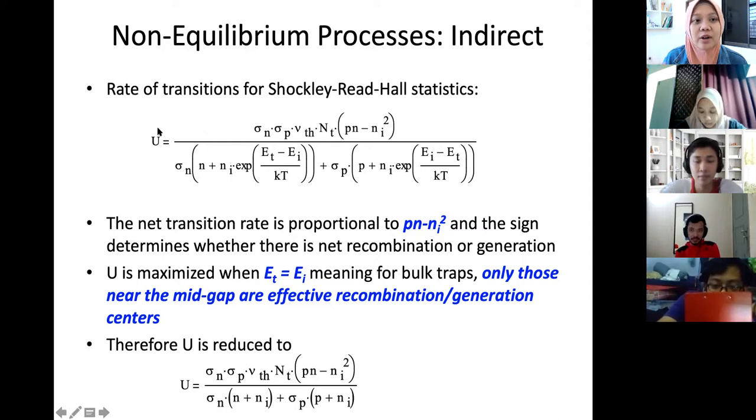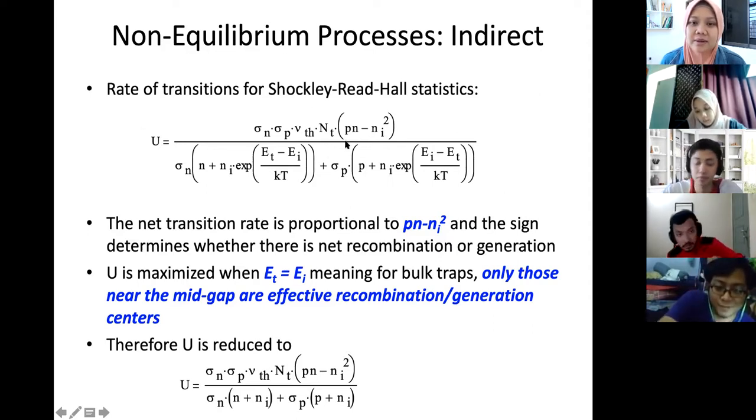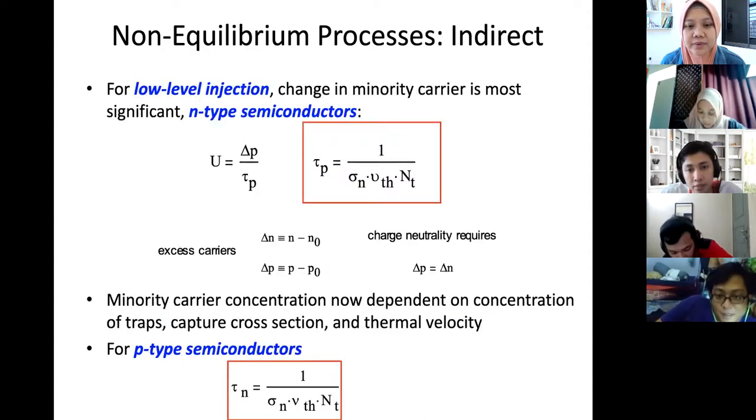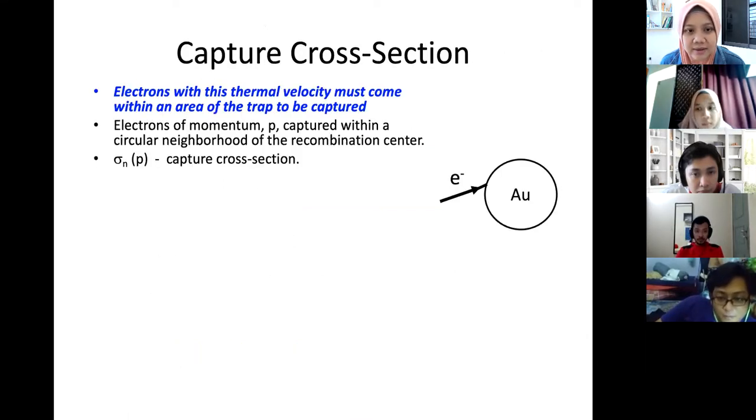Maknanya nak boleh tahu rate of this generation and recombination process. So dia bergantung banyak elemen, the concentration of the p and n, the intrinsic carrier concentration, and sigma here is the carrier capture cross section. Apa benda tu? Okay, kat mana ada benda tulis kat mana ke? Tak ada. Capture cross section. Apa benda capture cross section ni?